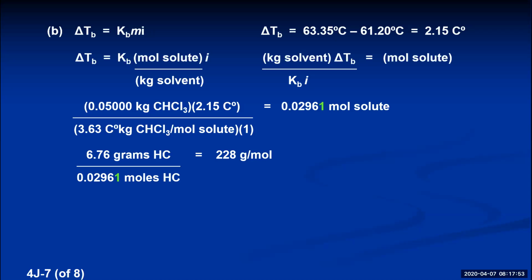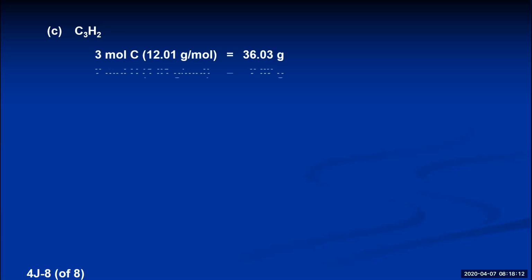Part C, determine the molecular formula of the substance. In Part A, we determined its empirical formula. In Part B, we determined its molar mass, so we'll now use both of those bits of information to determine the molecular formula. First thing we have to do is determine the molar mass of our empirical formula, which was C3H2. So this empirical formula contains 3 moles of carbon, it contains 2 moles of hydrogen, and if we add that up, the mass of 1 mole of the empirical formula would be 38.05 grams.